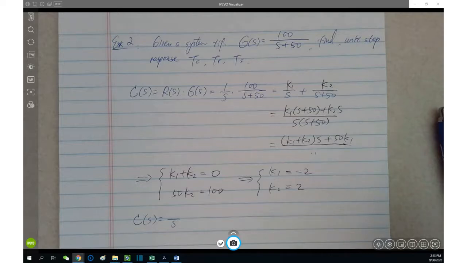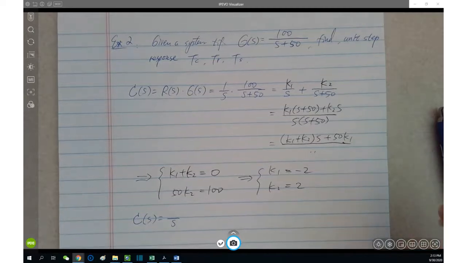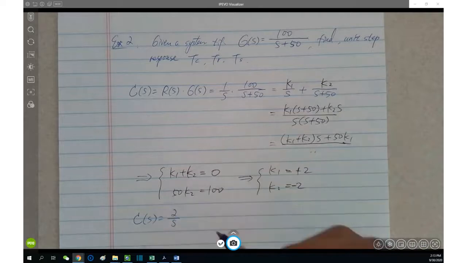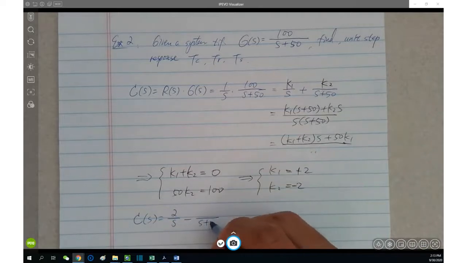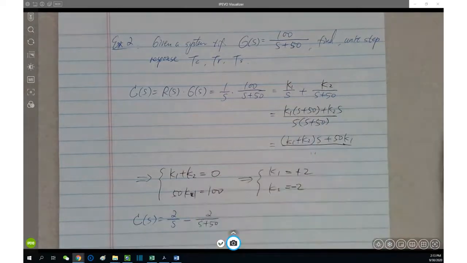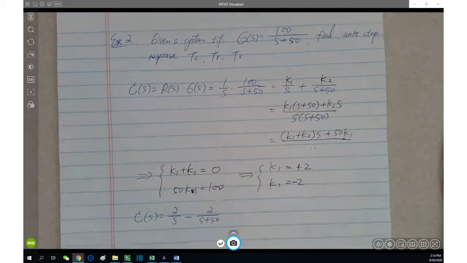K2 is 2. Let me see. K2 is 2. It should be K1, not K2, as the positive 2. That's right. Like this. How about this? Is it better? Right? But this is a partial fraction. This is my way to do it.